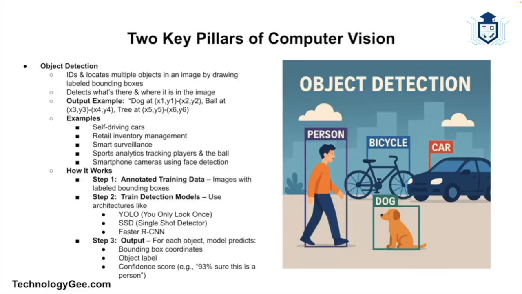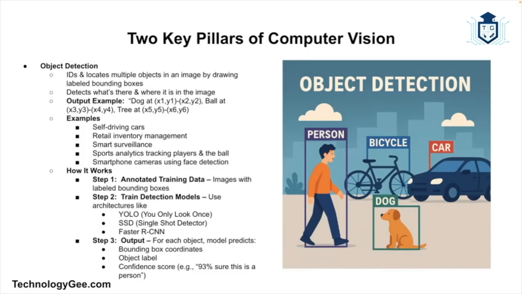All right, so the other pillar is called object detection. Image classification is great, but what if there are multiple things in the image? Say you're looking at a photo of a dog, a ball, and a tree. You don't just want to know what's in the image. You want to know what is there and where it is in the image. That's where object detection comes in. A formal definition of object detection is that it identifies multiple objects within an image and draws bounding boxes around them, labeling each object. So instead of saying there is a dog, the algorithm will say there's a dog at coordinates x1, y1, a ball at x3, y3, and a tree at x5, y5.